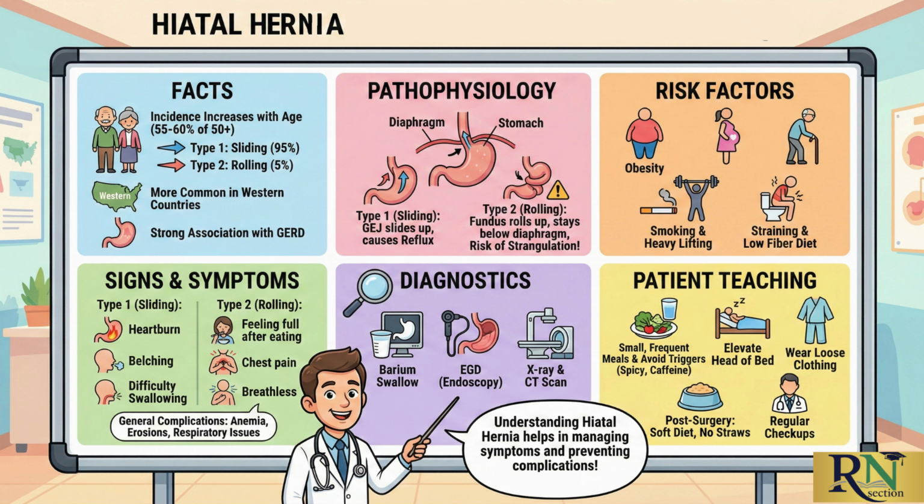The type 2, the rolling, paraesophageal: an anatomical defect prevents the stomach from anchoring correctly below the diaphragm. The stomach stays in place, but the fundus, the top of the stomach, rolls up through the hiatus alongside the esophagus. This type can become strangulated or incarcerated, which is a surgical emergency.